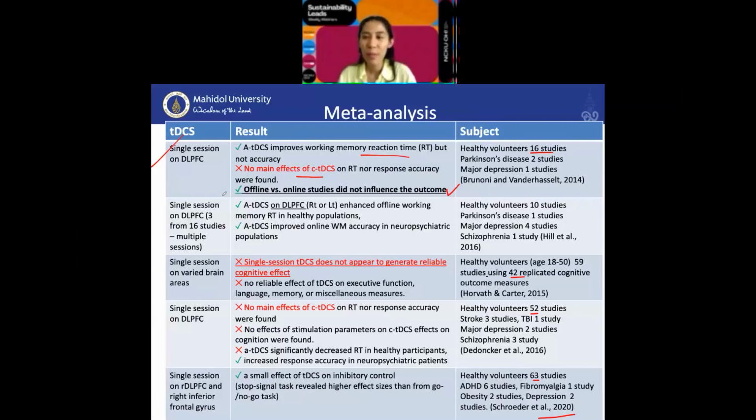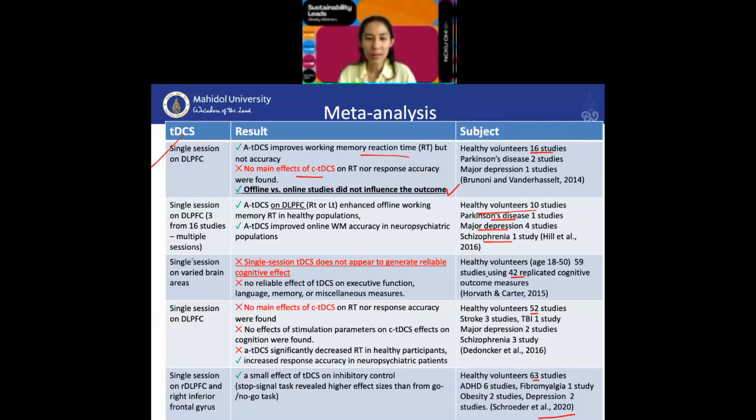Okay, the next meta-analysis is also single sessions on DLPFC. They also found that anodal tDCS gives a positive effect in healthy volunteers, people with Parkinson's, major depressive disorder, and schizophrenia, but not many studies in neurological people.